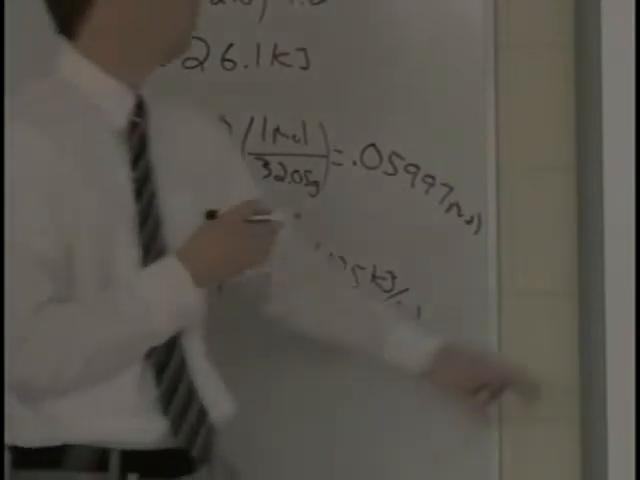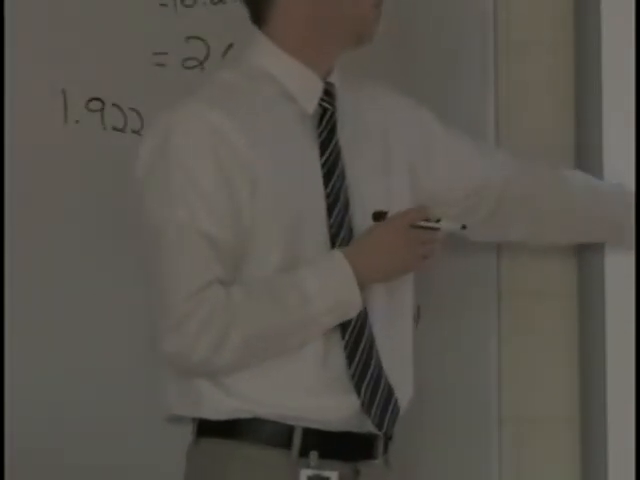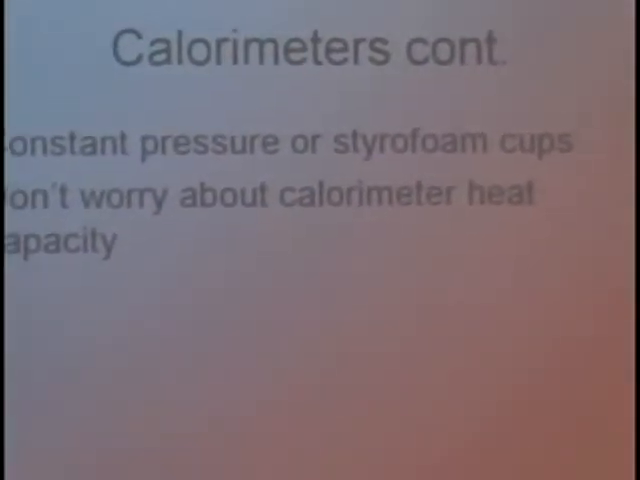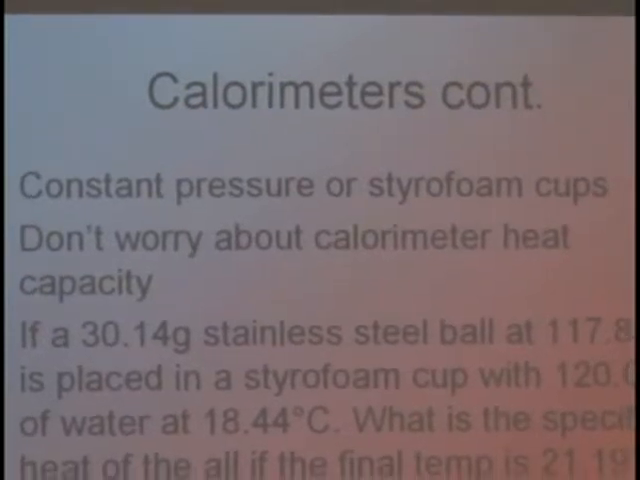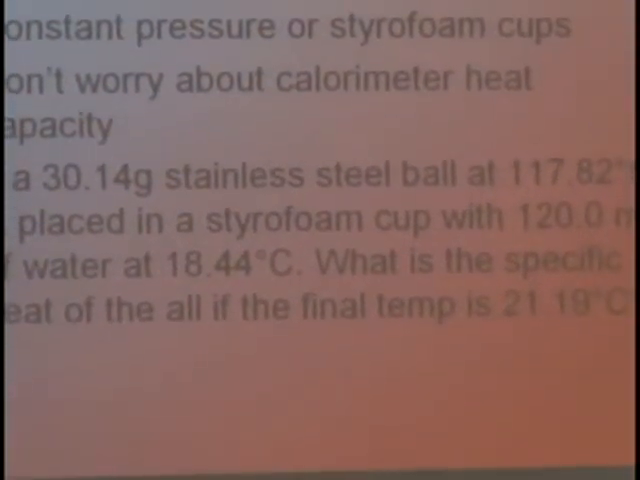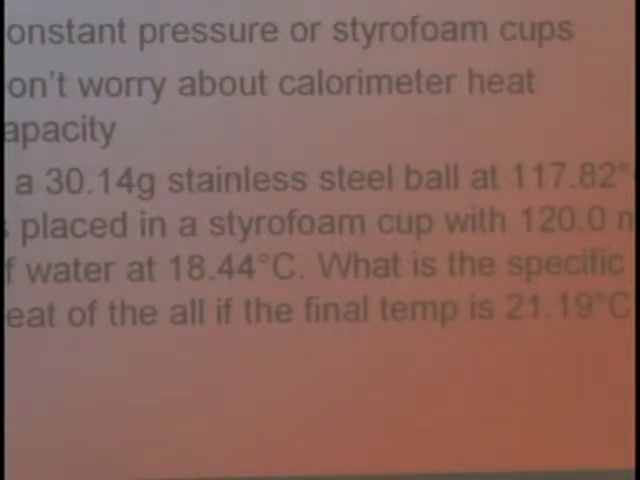What we did was more of the next slide on calorimeters of constant pressure, which is our styrofoam cups. So I misspoke before when I said the constant volume of styrofoam cups. We don't have to worry about the heat capacity of the calorimeter. So here's a more common problem we might have: if a 30.14 gram stainless steel ball at 117.82 degrees Celsius is placed in a styrofoam cup with 120 milliliters of water at 18.44 degrees Celsius, what is the specific heat of the steel, if the final temperature is 21.19?